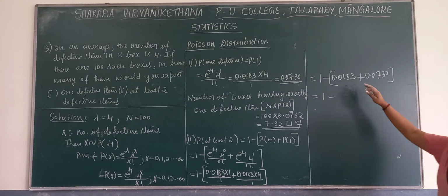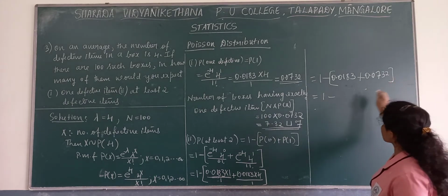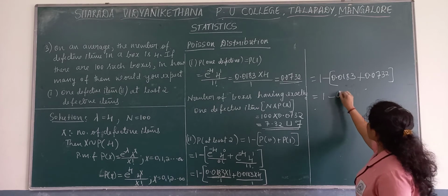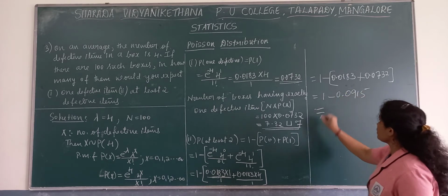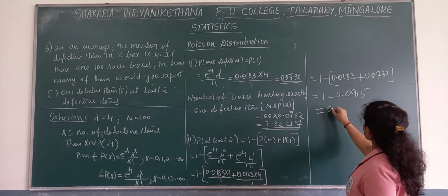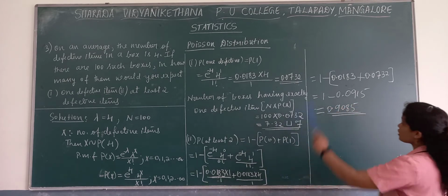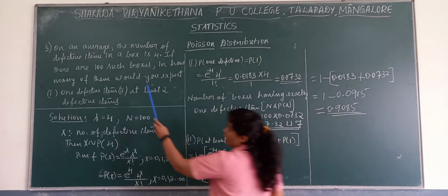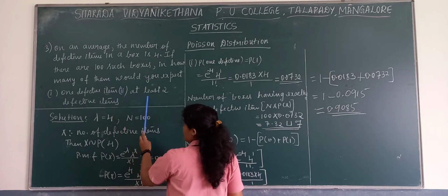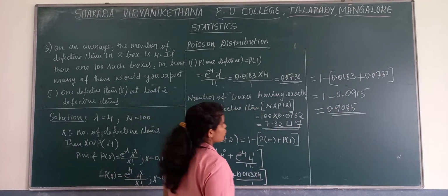Now here when we add this 0.0183, 0.0732, we get there 0.0915, and finally we get here 0.9085. This is the answer of at least 2. Now here, if there are 100 such boxes, in how many boxes do we get at least 2 defective items?